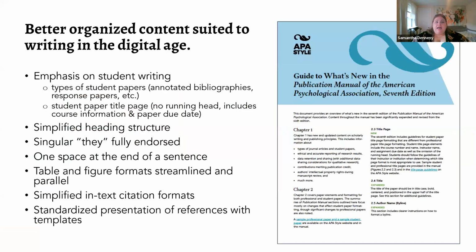If you spent a lot of time with a prior edition of the APA style manual and you'd like a quick update on what has changed in the 7th edition, we have help for you on our website. Some of the primary changes include an emphasis on student writing, including types of student papers, student paper title pages, a simplified heading structure. We fully endorse the use of singular they, one space at the end of a sentence, table and figure formats, simplified in-text citations, and more.